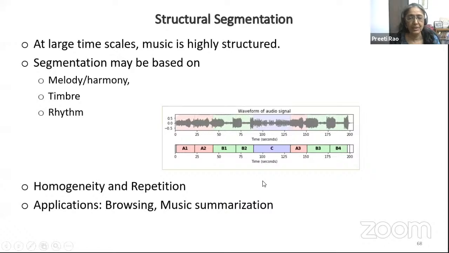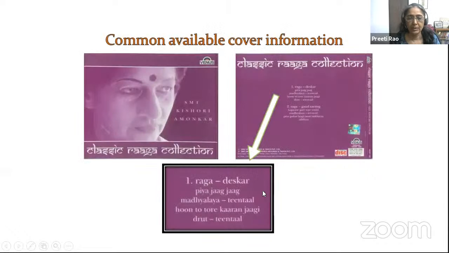This has multiple applications, browsing. For example, you want to jump from one section to another of a song, and also audio music summarization. We would like to condense a long concert of 1 hour into, let's say, a 5-minute kind of a trailer, which actually gives you all the highlights of the concert, in which case we might not want to choose the first 5 minutes, but rather to choose, judiciously, little excerpts from all the different distinct sections of the song.